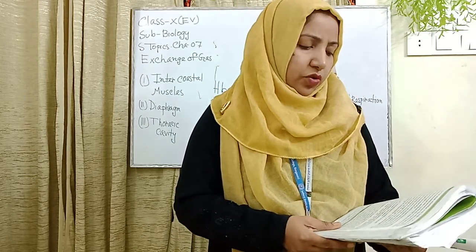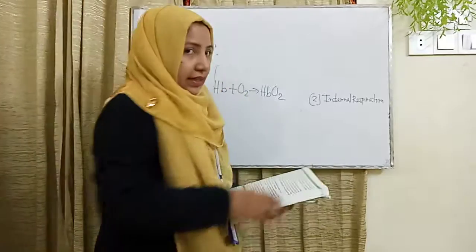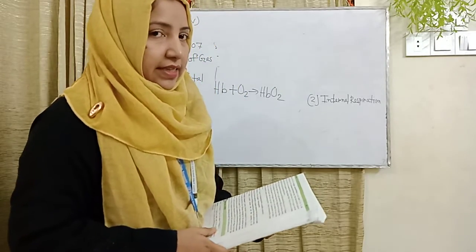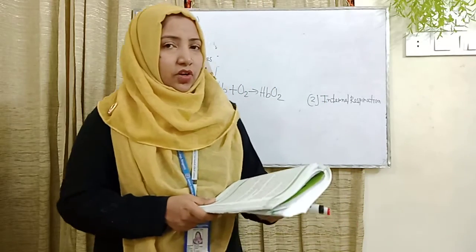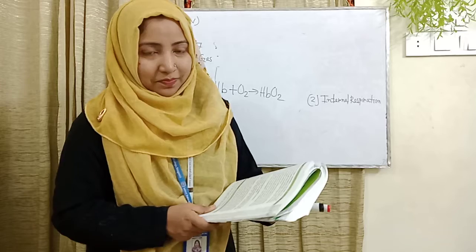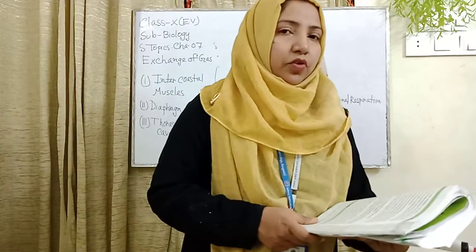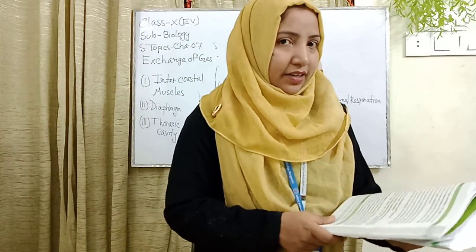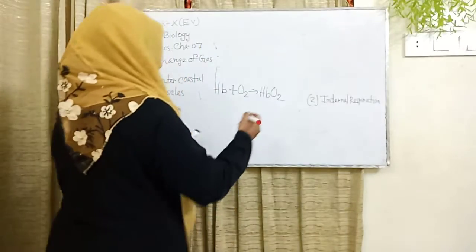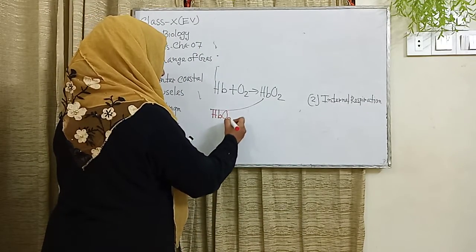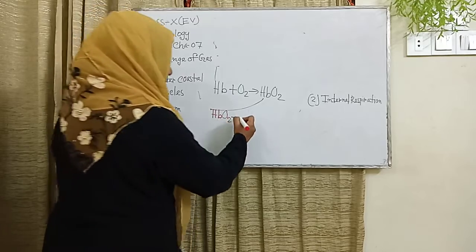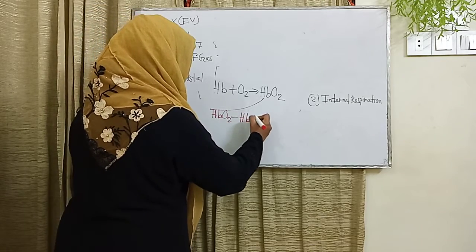From oxyhemoglobin, oxygen separates easily. Here the hemoglobin, in short Hb, and the oxygen, and the next structure is the oxyhemoglobin. It is also an unstable compound. Next, oxyhemoglobin gives free oxygen and hemoglobin. Then the oxyhemoglobin HbO2 is reduced to Hb, hemoglobin, and oxygen.